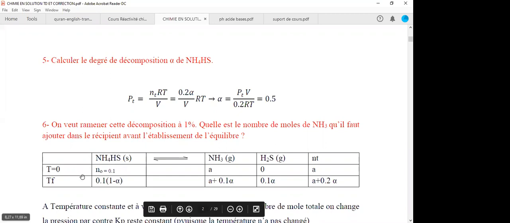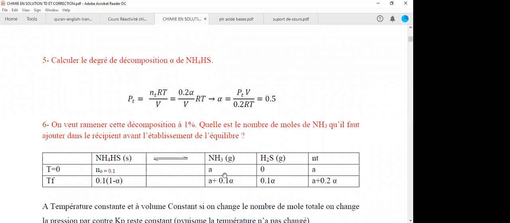So at initial time we have number of moles 0.1, and for this one we just have A. These are the number of moles that they have asked us in the question. We just have A. And here we have the number of moles 0. The total number of moles of gas we have is just A. The number of moles A that we want to find is what we have added initially in order to have this decomposition at 1%.